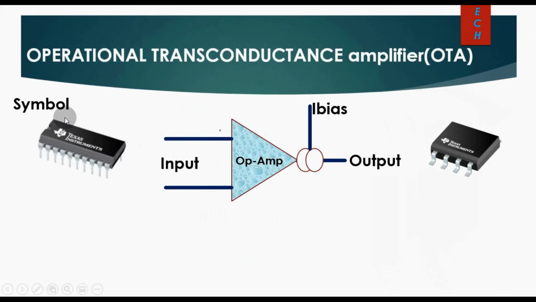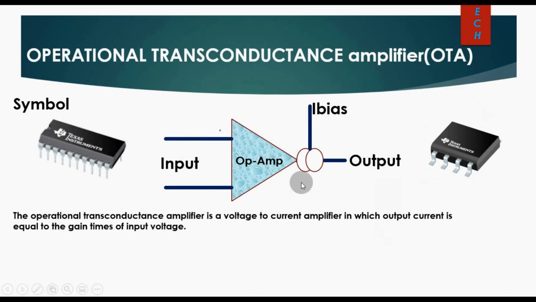So this is the symbol of the operational transconductance amplifier, that is OTA. You can see this is the op amp, this is the input terminal, this is the output terminal, this is the I bias terminal. So what is an operational transconductance amplifier?